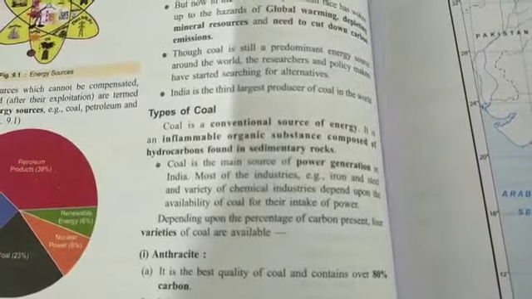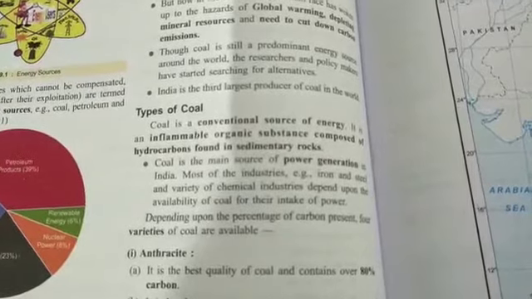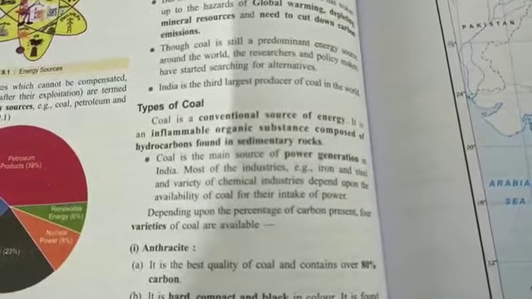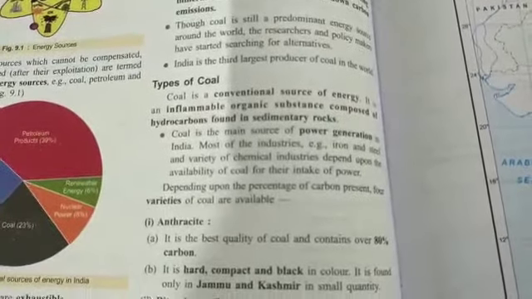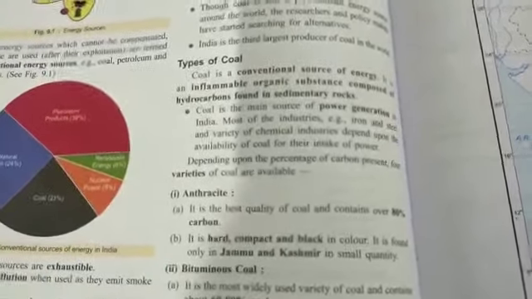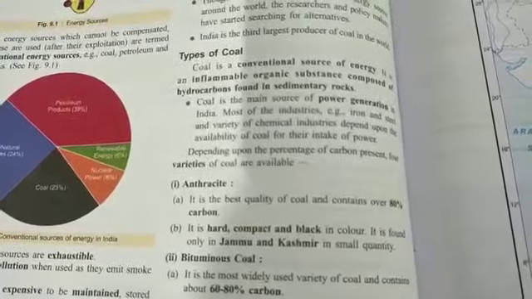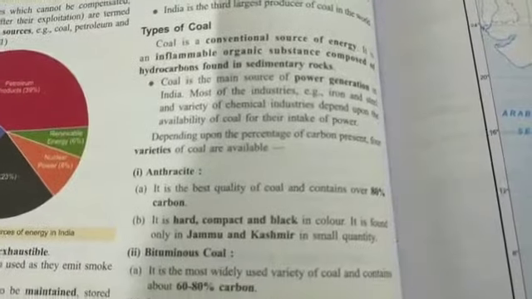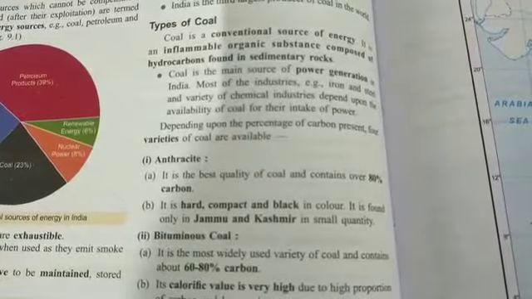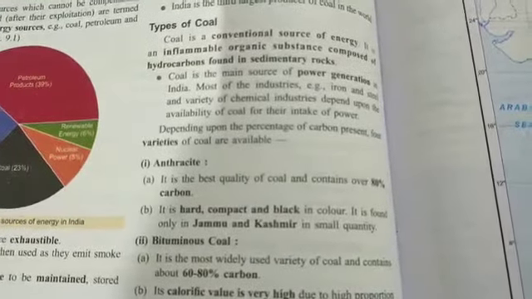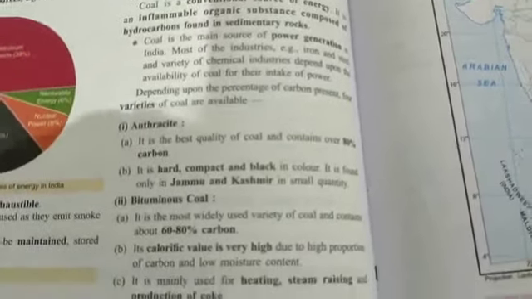Most industries, whether iron and steel or a variety of chemical industries, totally depend upon the availability of coal for power. There are various types of coal, depending upon the percentage of carbon content in it. Anthracite is regarded as the best quality of coal, which has 80% carbon content. It is hard, compact and black in color, and it is found only in Jammu and Kashmir in small quantity.